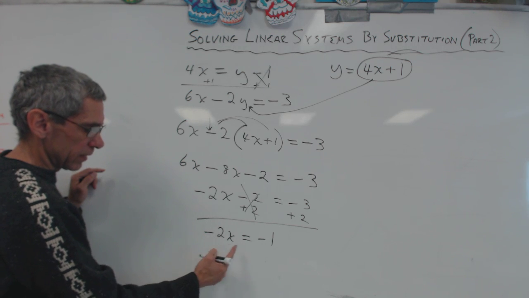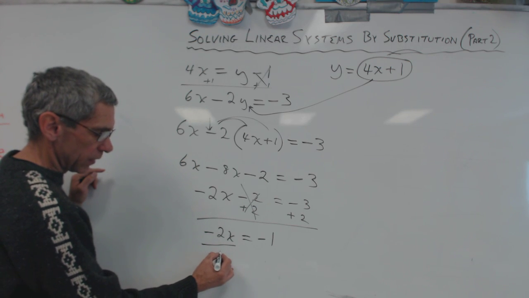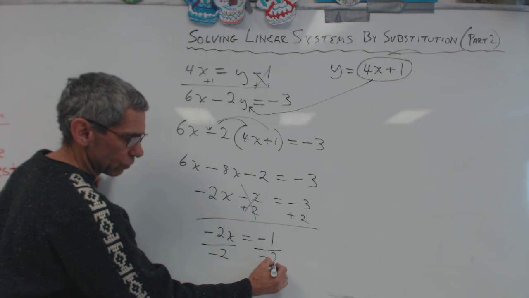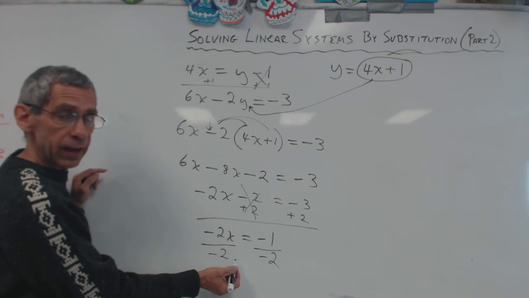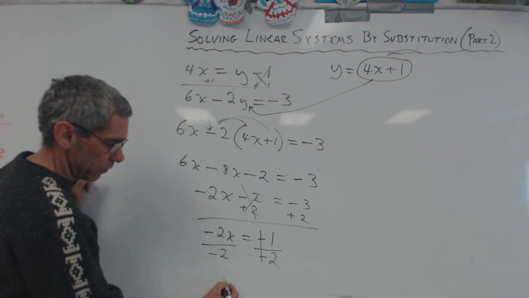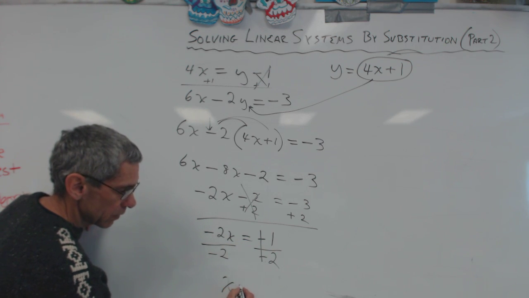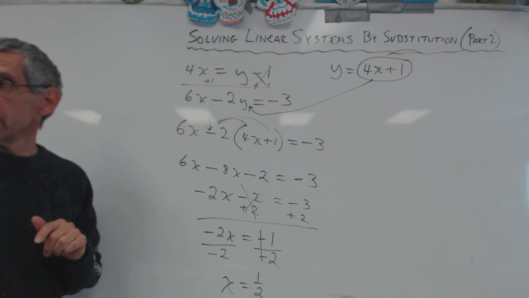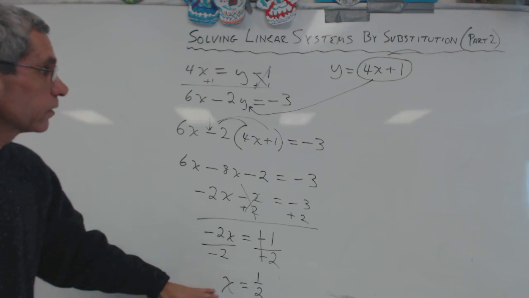Now I don't like the negatives, but I'm going to divide by negative 2 because I want to say x. When I do that, negative divided by negative becomes positive, and I've got 1/2. So x is equal to 1/2. Does that make sense? Yes. All right, so x is 1/2.